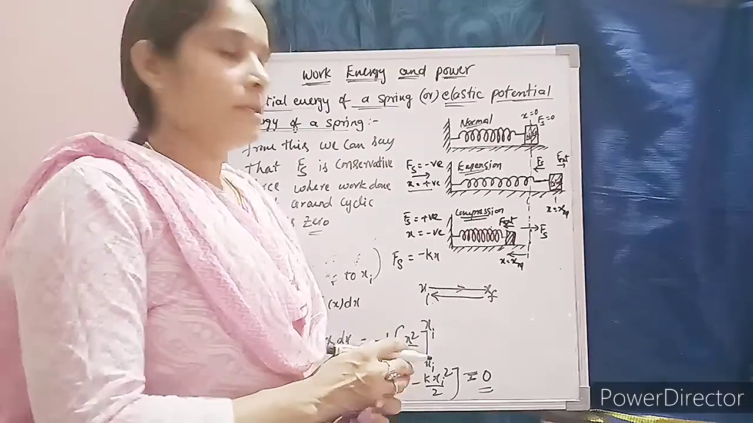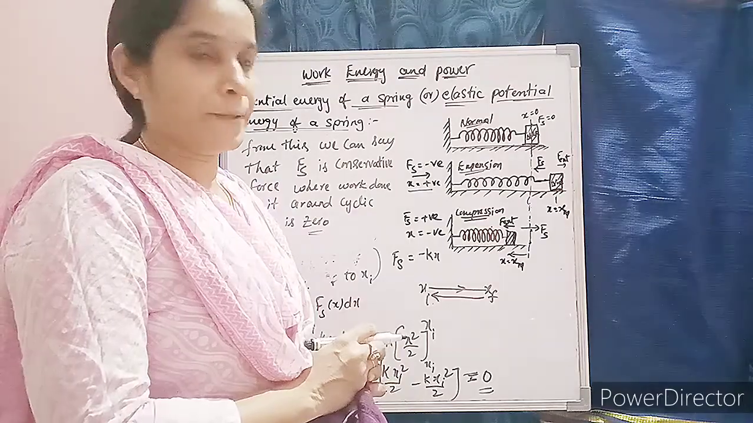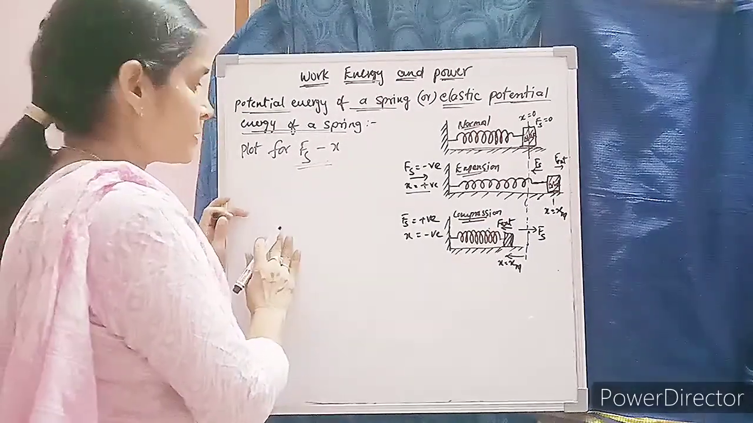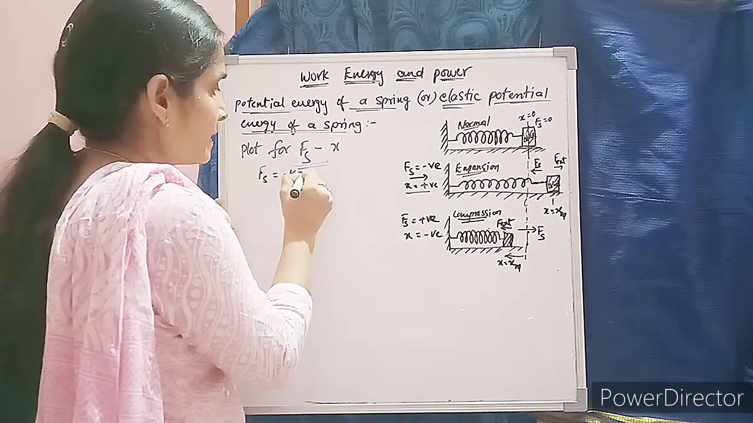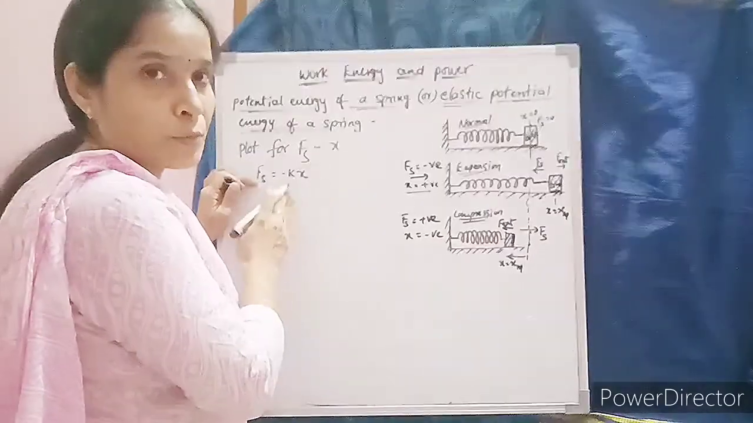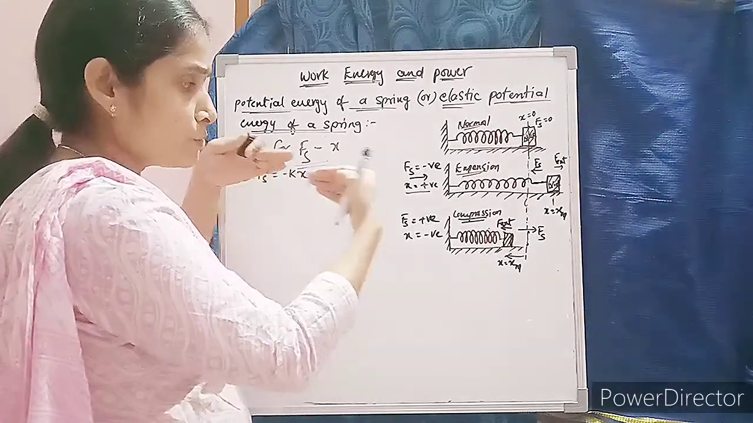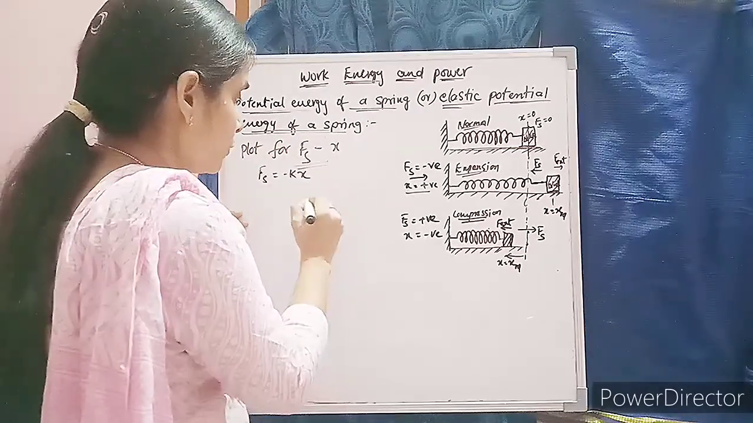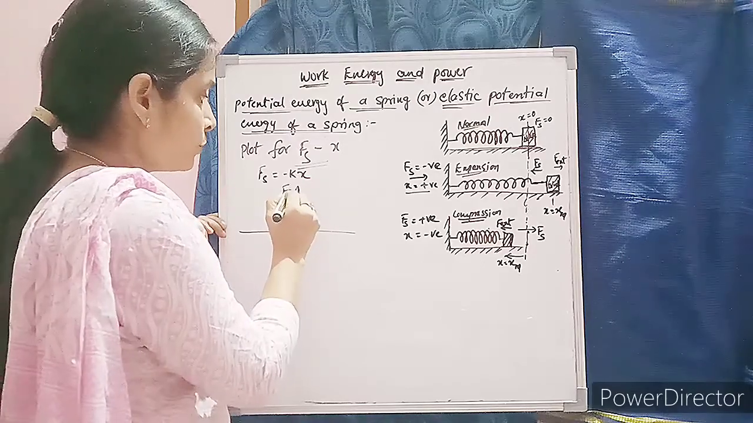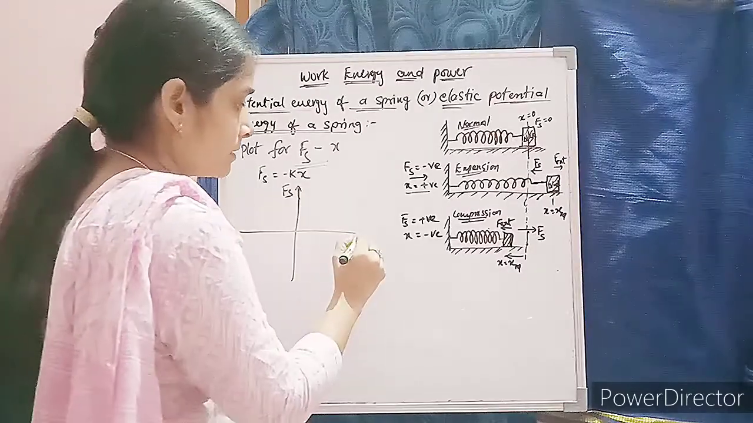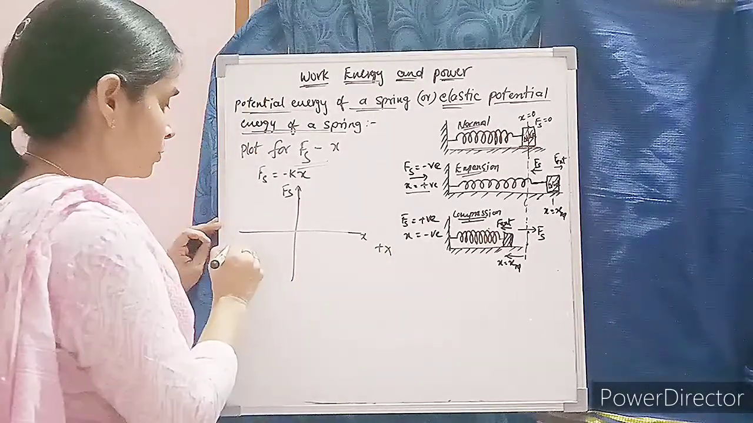Now let me see the graphical representation for the spring force and the displacement. So, the plot for spring force and displacement. For the spring force and displacement, we have the relation that Fs is equal to minus kx. The spring force acts in the positive x-axis while the displacement is in the negative x-axis. That means both are opposite to each other. Let me see the graphical representation for this: take the spring force on the y-axis and the displacement along the x-axis. So this is the positive x-axis and this is the negative x-axis.